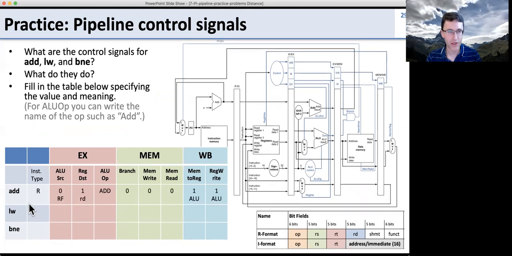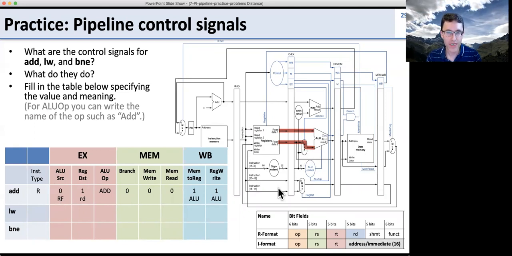Okay, so let's take a look at the first one here. What are the control signals for add? We want to figure out what's going on in the pipeline here. Well, the instruction is type R. And so what's going to happen in the execute stage? For add, we need 2 values from the register file. So this mux here is going to select read data 2 from the register file. So it's going to be 0 to select the register file.